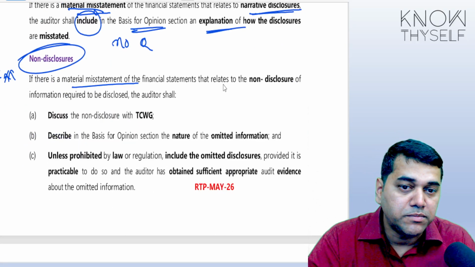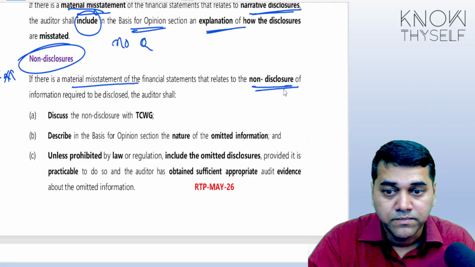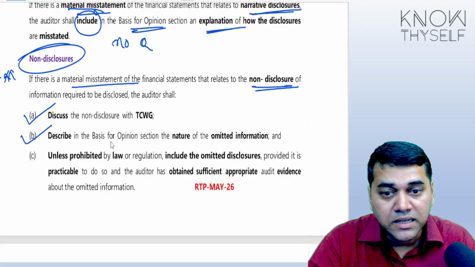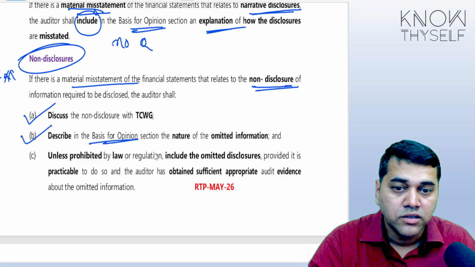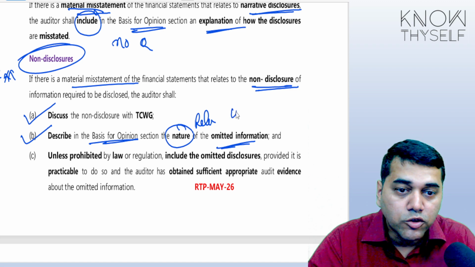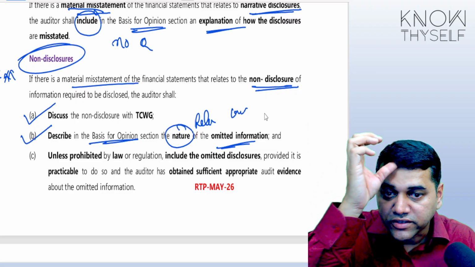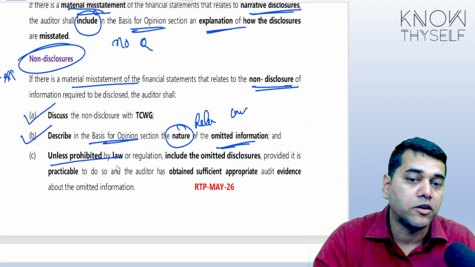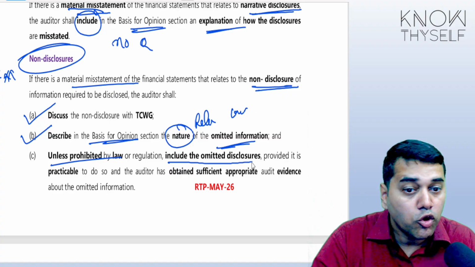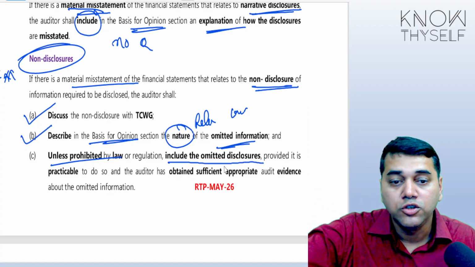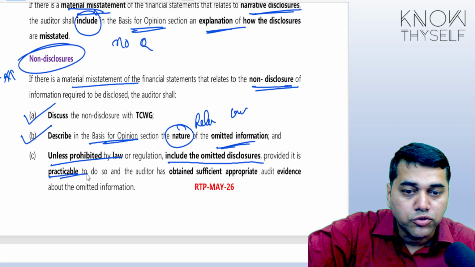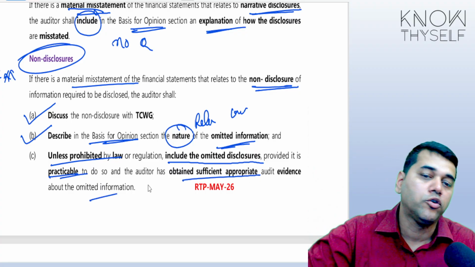If there is a material misstatement of the financial statements that relates to non-disclosure, first you need to discuss that non-disclosure with the TCWG. Second, in the basis of opinion, qualified or adverse, you should discuss the nature of the omitted information, like is it a related party transaction, is it a goodwill impairment. Okay, you have to discuss the nature, and unless prohibited by law, if you are prohibited by law, you should not include it. If it is not prohibited by law, include the omitted disclosure. What the management should have done, you should include it in your audit report in the basis section, if it is practicable to do so and you have obtained evidence about the omitted information.